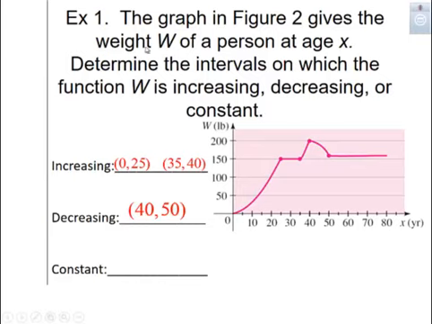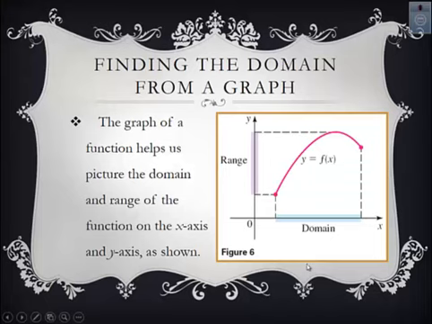Now, if this had an arrowhead, we would say all the way to infinity, but if we read the question up here, it's talking about weight and age. So these are the years, so obviously people don't live until infinity, so we're not going to go that far. So we'll just say that it's constant from 25 to 35, and then from 50 to 80. Notice that there's only parentheses for increasing and decreasing, no brackets.